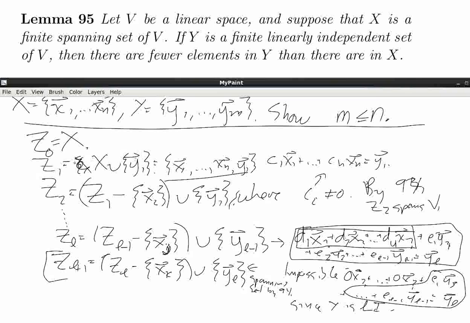So in other words, Z1 I can get pretty easily. Z2, these aren't the best names, by the way. This should probably be Z naught or something like that. Z2 is a spanning set by 94. We're certain of that. But once I have this as a spanning set, I can repeat the process again and again and again, and I keep getting spanning sets. But at some point, I'm going to run out of these y's, because I keep having these y's in here. Since Z is always a spanning set, we can do this.